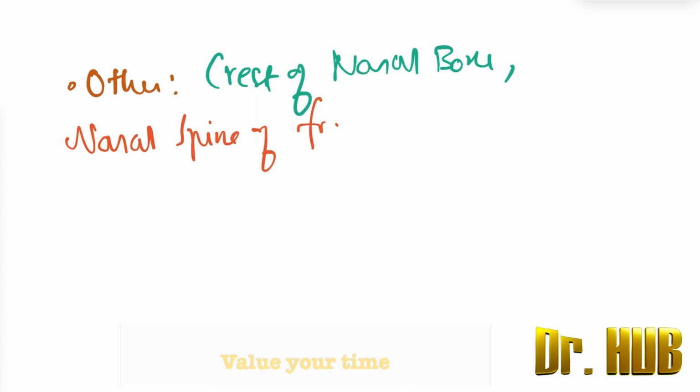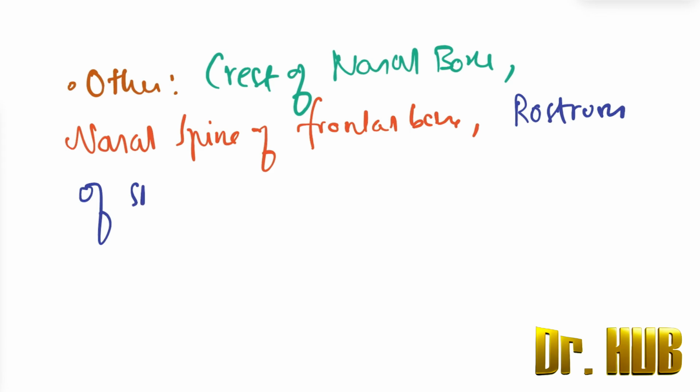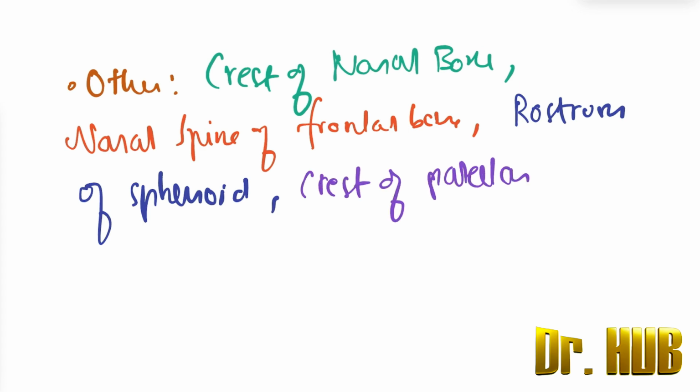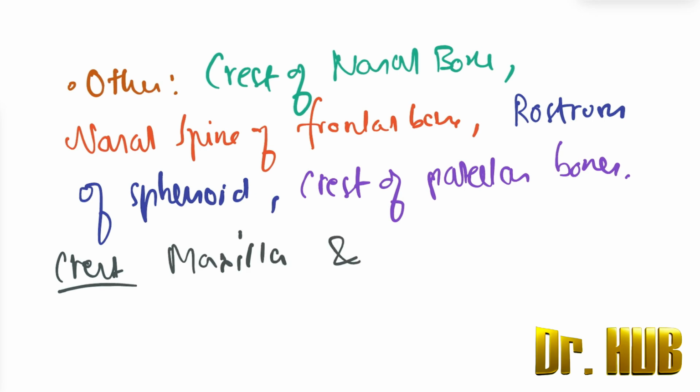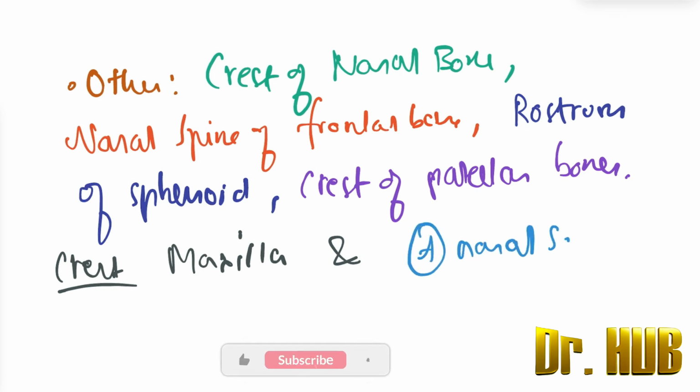And the rostrum of sphenoid. Then comes the crest of palatine bones and the crest of maxilla, and also the anterior nasal spine of maxilla. So the anterior nasal spine will be of the maxilla.